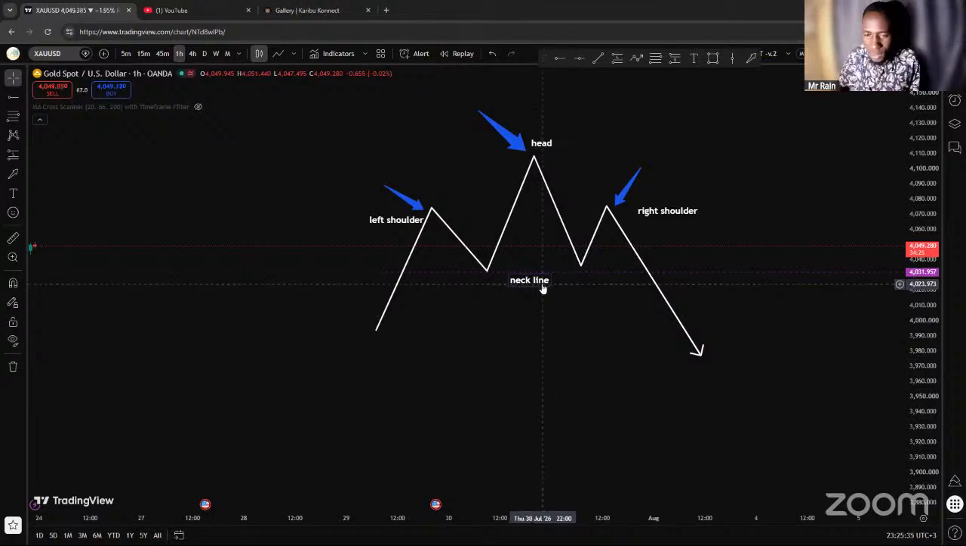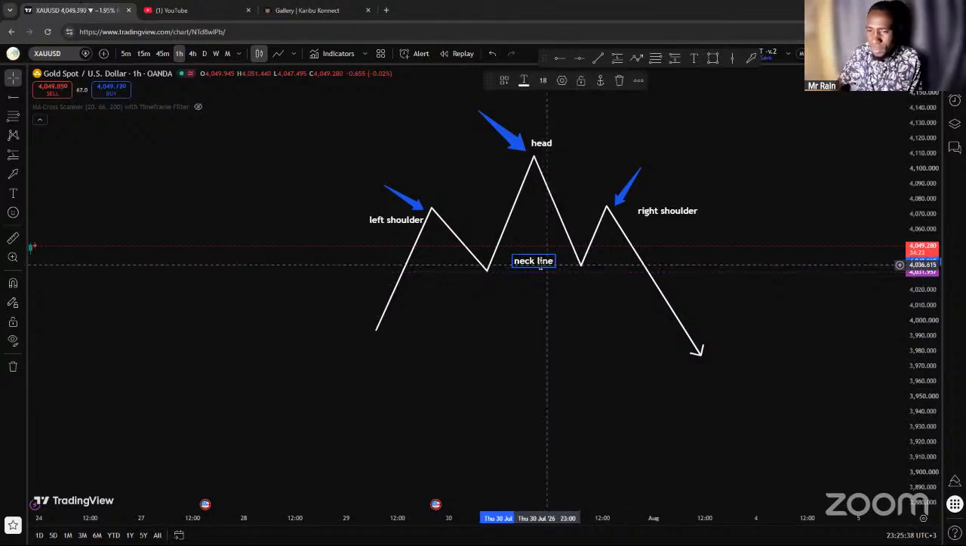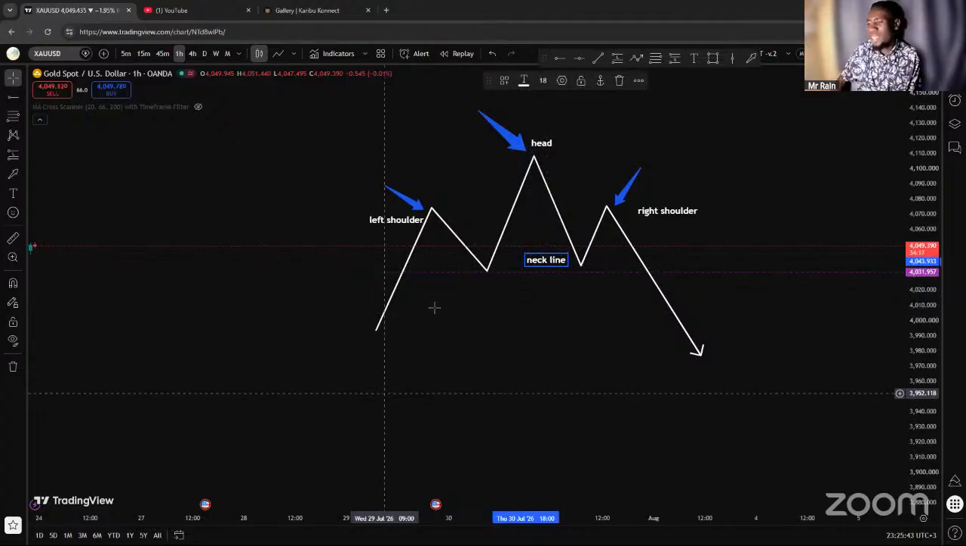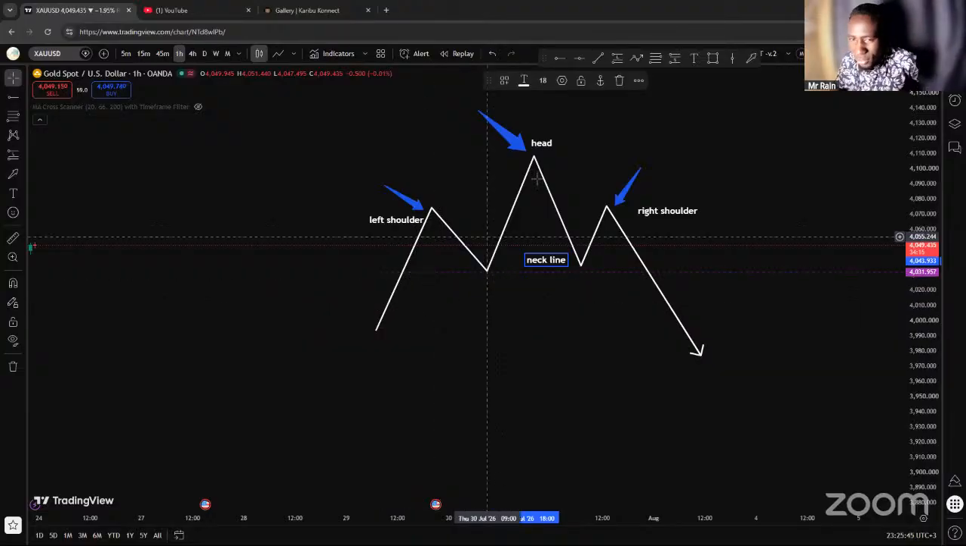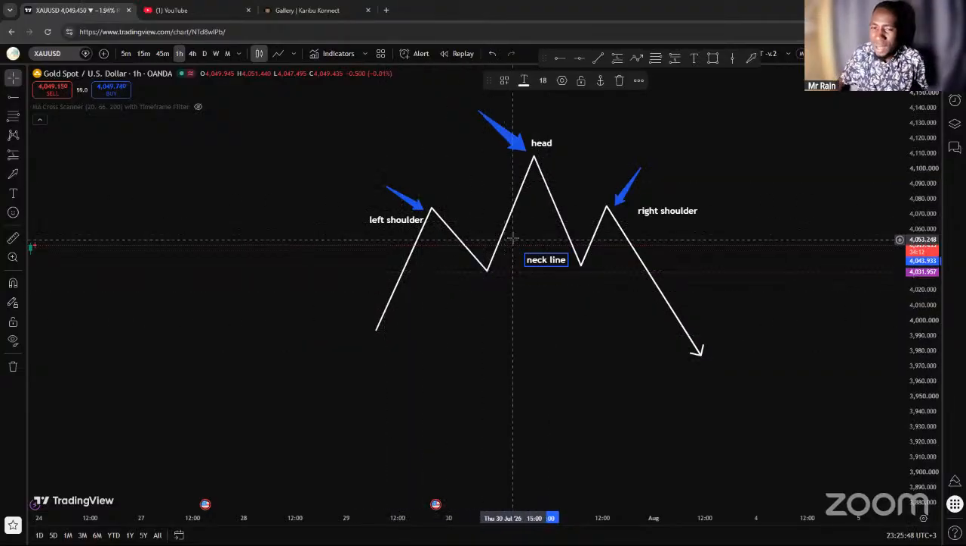So this is a reversal pattern. It's normally found in an uptrend. And a good head and shoulder is normally formed around resistance areas, because it tells you that price is trying to break that area, but it's being pushed down multiple times, forming that pattern.